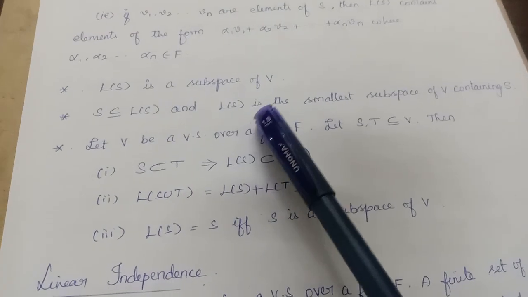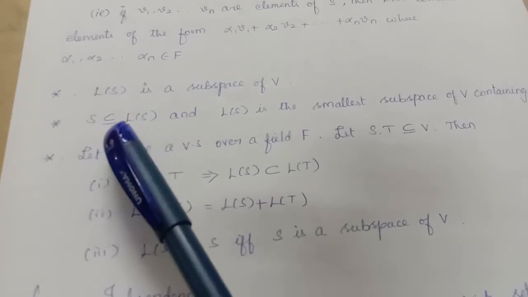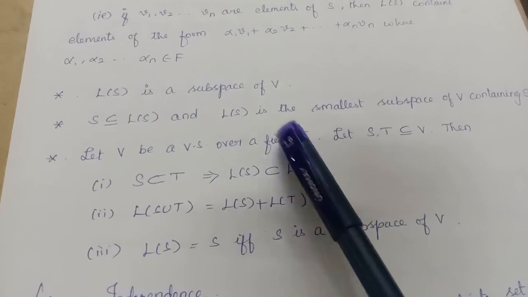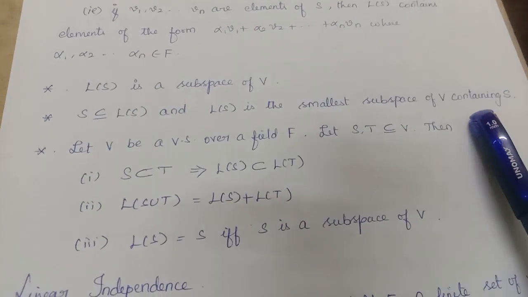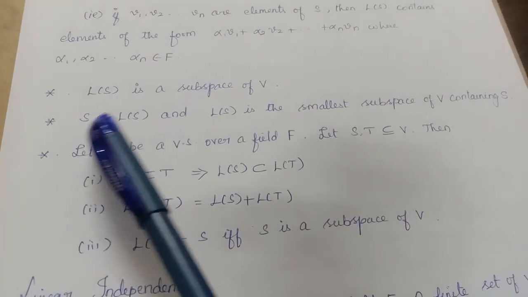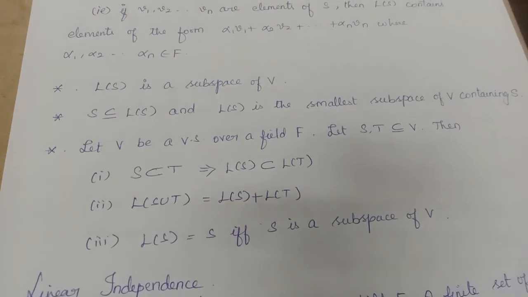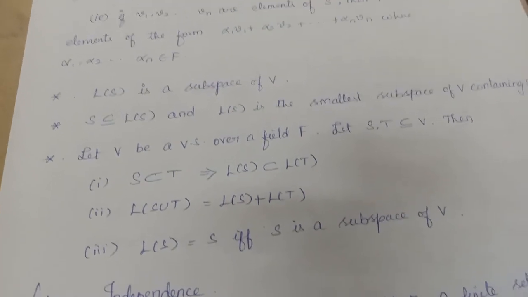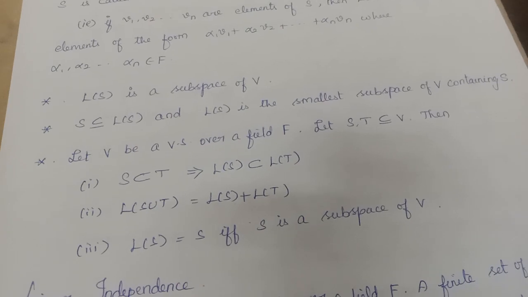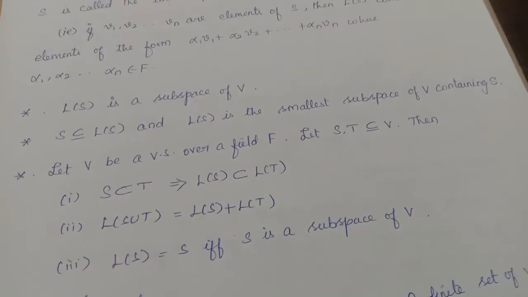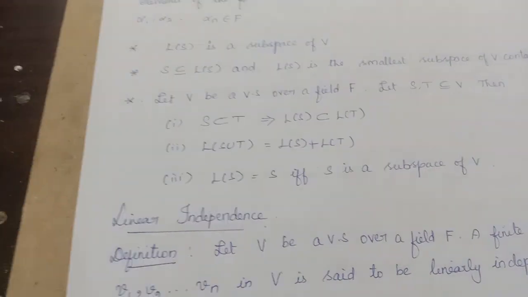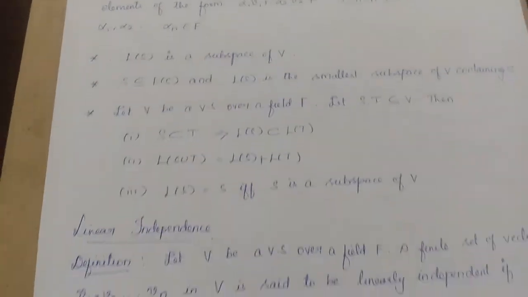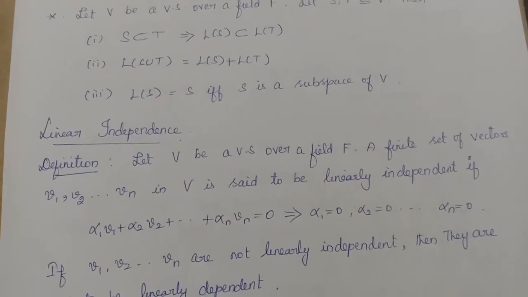So in the previous remark, we have seen that L of S is the smallest subspace of V containing S. Now we are claiming L of S is equal to S. When is this possible? Only when S is a subspace of V. So when you have S as a subspace of V, then L of S will become equal to S. So these are the important results that we have to remember for span of a set.